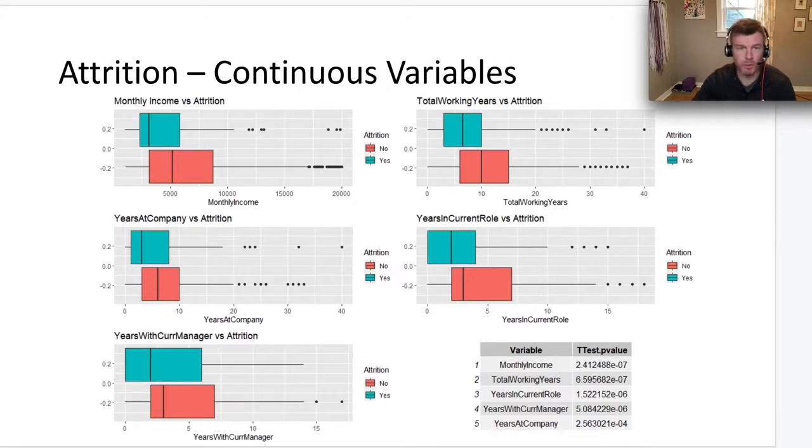As we jumped into attrition, we looked at the continuous variables, and of the 19 continuous variables, there were 5 whose box plots, as they relate to attrition, showcased a potential difference. And then after running a t-test, as you can see in the table in the bottom right, we were able to determine that these 5 do in fact have statistically significant different means as it relates to whether someone attrited or did not. Monthly income was the most significant. Least significant was years at company.